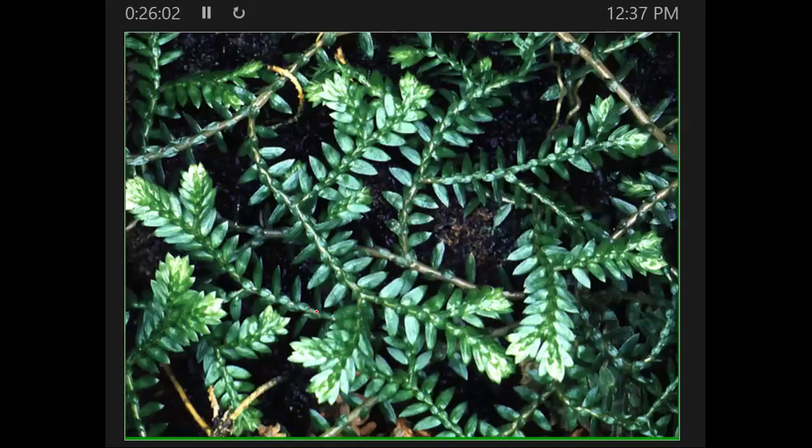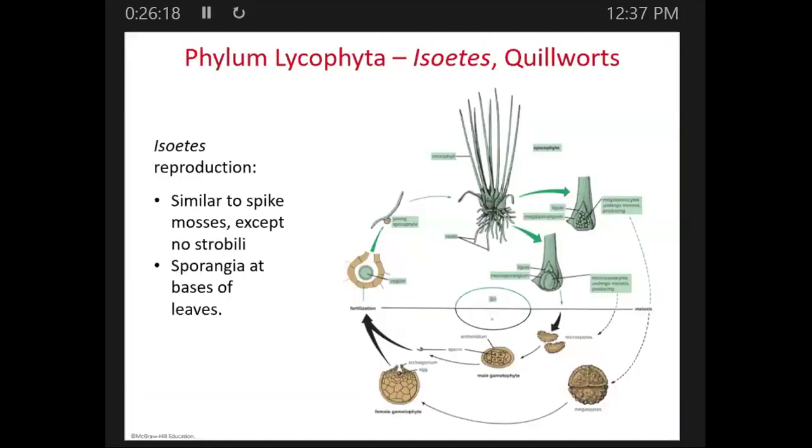And then this particular species is called the shining club moss because the leaves are so shiny. It's very obvious that way. We do have some spike mosses around here. And then the quillworts are another one, the last group in this phylum to talk about.